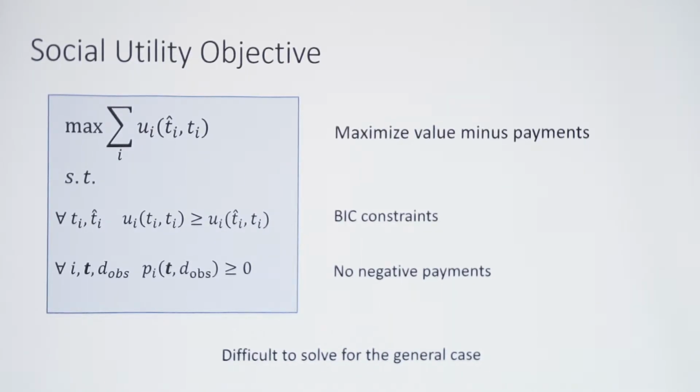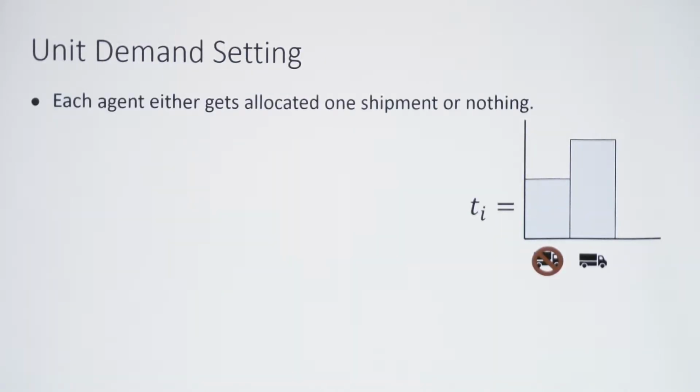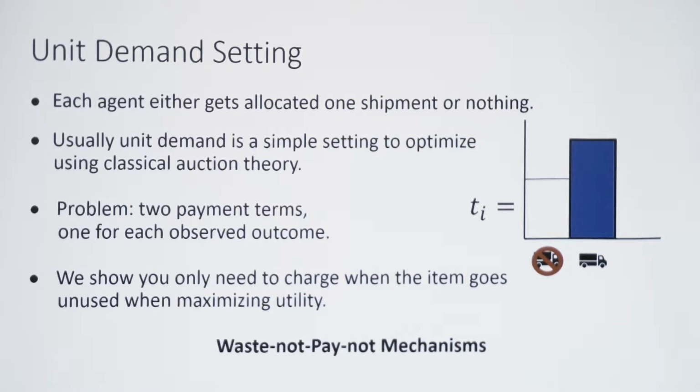So similar to the revenue maximization problem, this is a difficult problem to solve for the general case. So we're going to start in a simpler setting to gain some tractability. And the setting we're going to start in is the unit demand setting. So this is just a setting where each agent is either allocated one shipment of the good or nothing. And therefore, their type distribution could just be represented as a distribution over whether or not an agent needs a good. And obviously, we can represent this by a single value, so we'll just represent it by the probability the agent needs an item. Now, usually, the unit demand setting is nice because we can leverage these tools from classical auction theory to optimize over these mechanisms relatively easily.